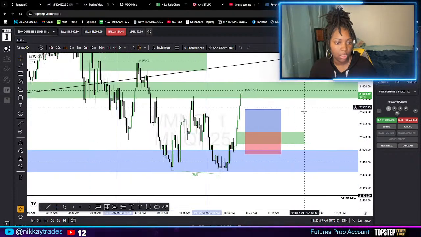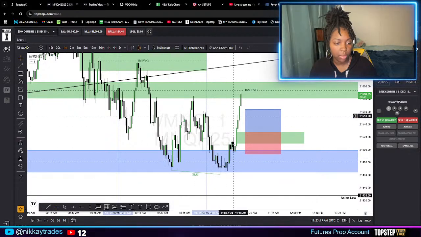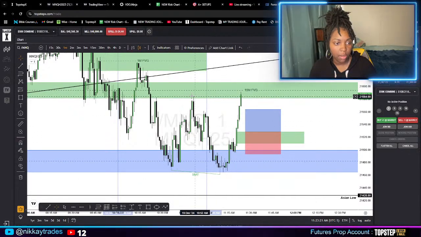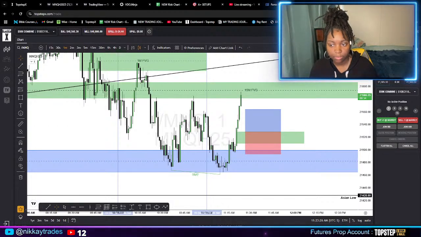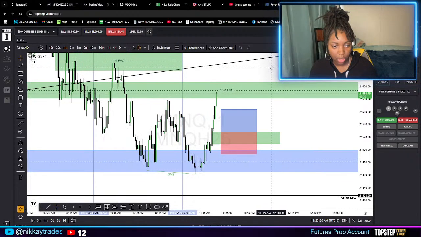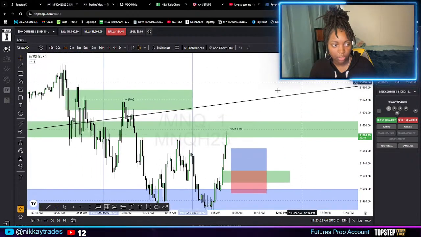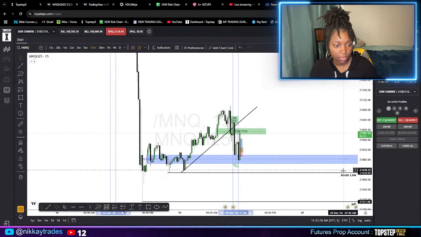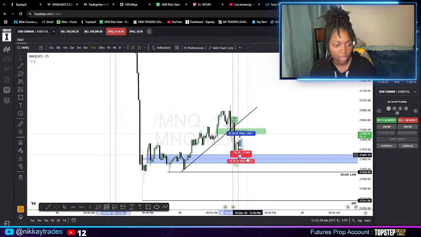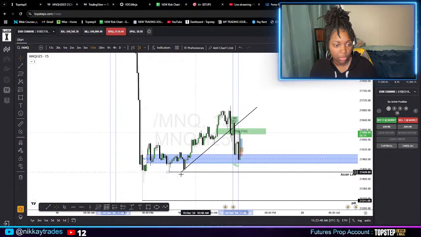Yeah, it's looking like a double bottom SMT. What I was just talking about, what I was talking about with explaining that silver bullet and stuff. It's another SMT right here. It can be an SMT right here.